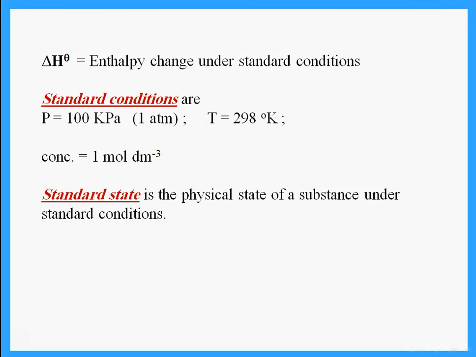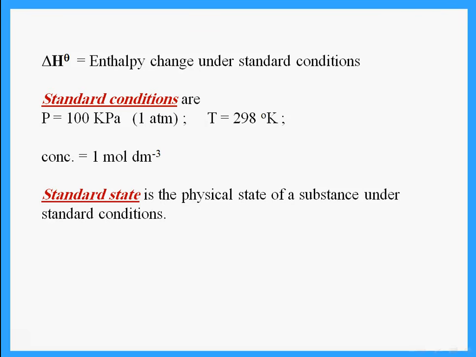Okay, now for the International AS, or AS level, we're going to talk about different types of enthalpy changes under standard conditions. When you have a delta H with a theta, a small o with a cross in the middle, this represents enthalpy change under standard conditions.